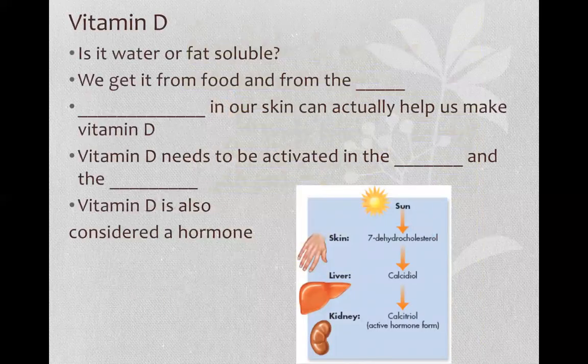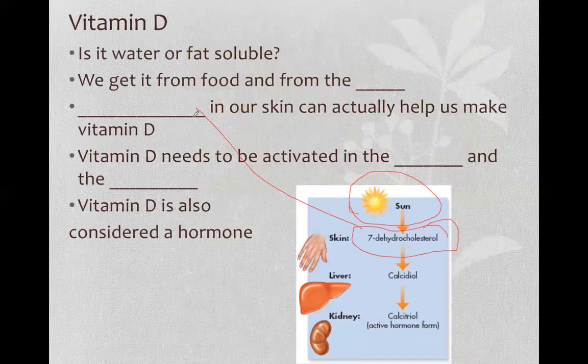Next nutrient, vitamin D. So by now you should remember what the water-soluble versus fat-soluble vitamins are. We can get vitamin D from food, and we can get vitamin D from this little friend here. Something called 7-dehydrocholesterol in our skin can help us make vitamin D. And 7-dehydrocholesterol is kind of what it sounds like, but it's a type of cholesterol.